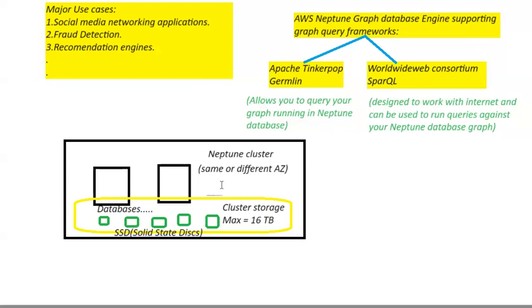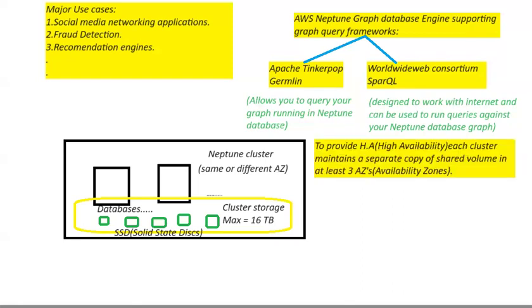In order to provide high availability, what will this cluster do for the volumes? Each cluster maintains a separate copy of the shared volume in at least 3 different availability zones. So in order to provide high availability, it maintains a separate copy of the shared volume in at least 3 availability zones. So this high availability even provides us durability.